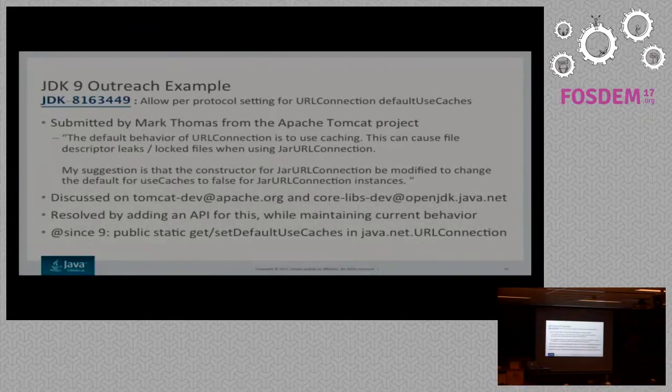So for example, Mark Thomas submitted an issue, JDK something or other, about the default behavior of URL connection, which was to use caching. And that turned out to be problematic, in particular on, say, Windows, or when you're using jar URL connections, you may end up having descriptor leaks, or files may end up deadlocking. And so he made a suggestion.